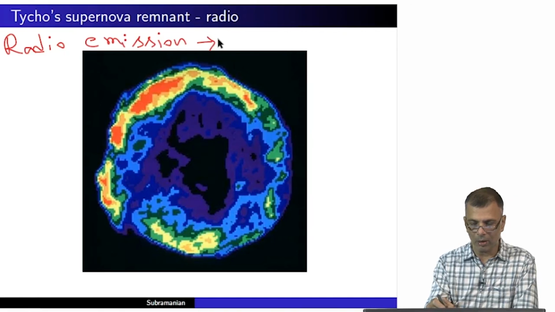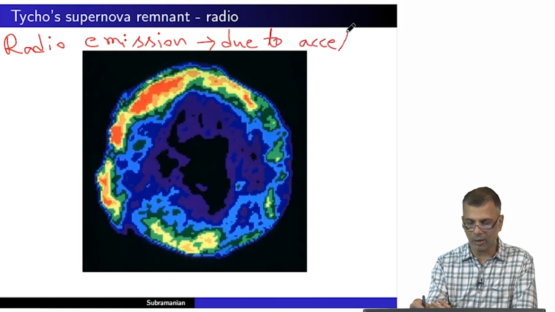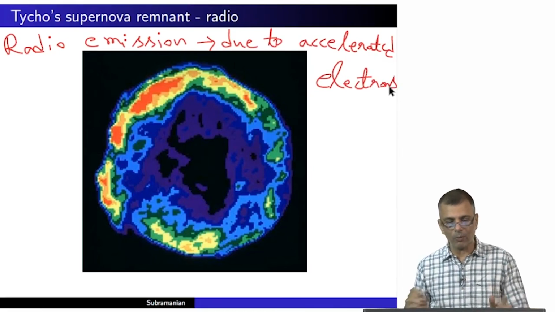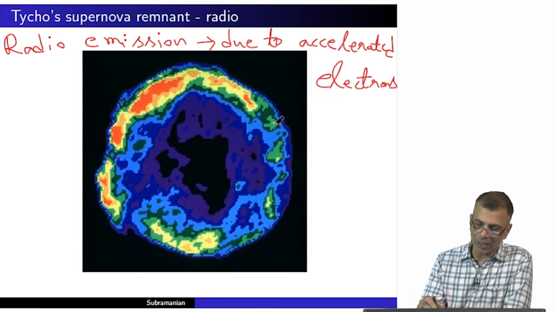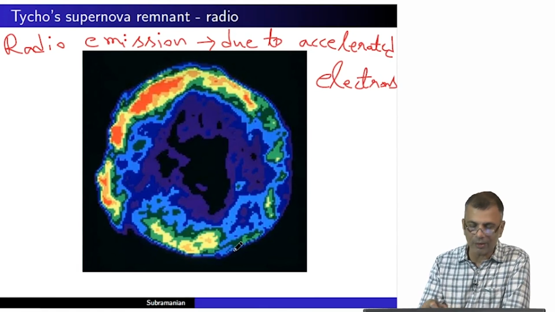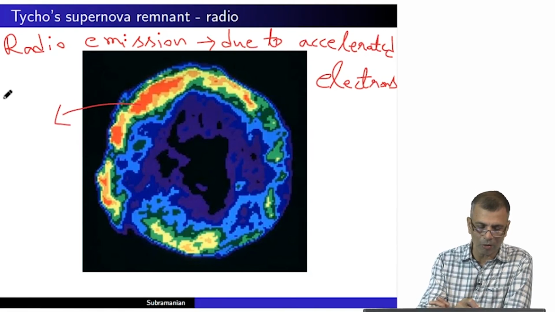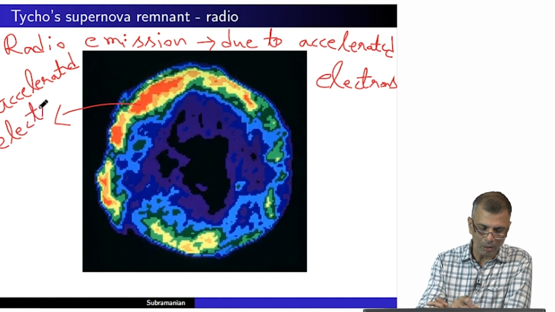by accelerated electrons, or non-thermal electrons. And we can clearly see from this image that the radio emission is highly concentrated at the rim. So all over here, these are essentially telltale signatures of accelerated, or non-thermal, electrons.